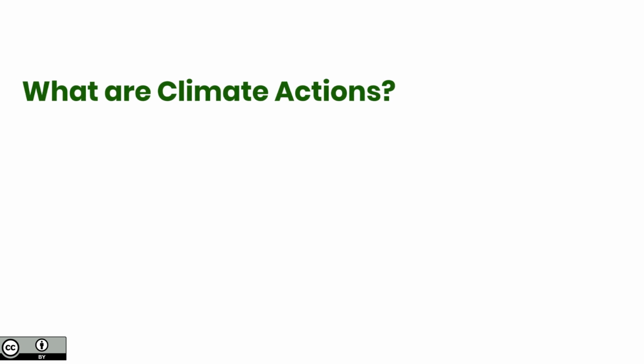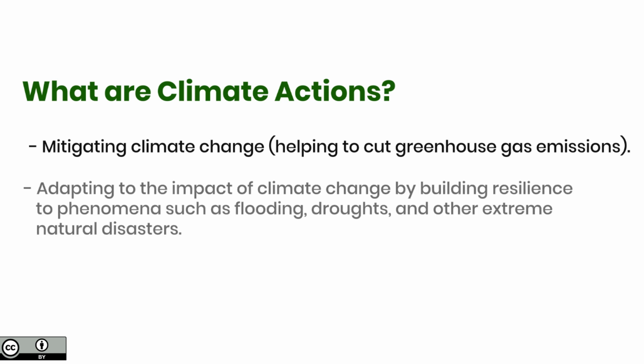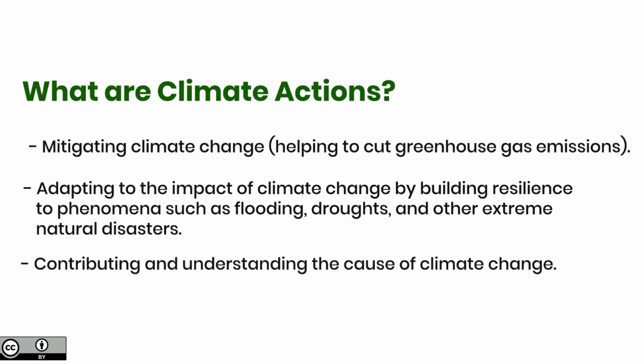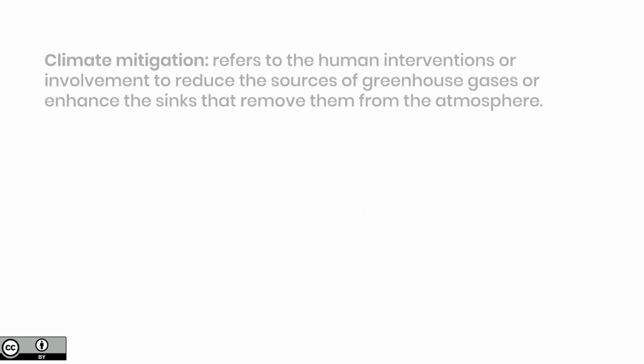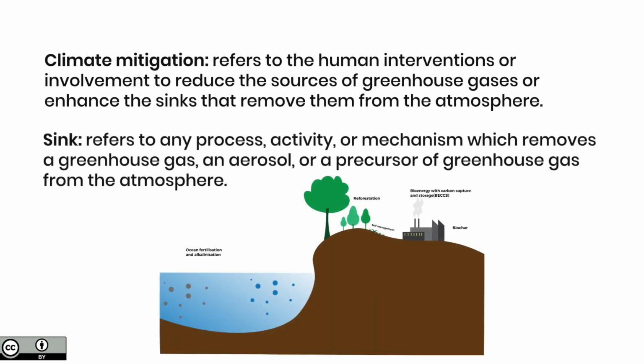Climate action means mitigating climate change, helping to cut greenhouse gas emissions. Adapting to the impact of climate change by building resilience to phenomena such as flooding, droughts, and other extreme natural disasters. Contributing to understanding the cause of climate change. Climate mitigation refers to the human interventions or involvement to reduce the sources of greenhouse gases or enhance the sinks that remove them from the atmosphere. Sink refers to any process, activity, or mechanism which removes a greenhouse gas, an aerosol, or a precursor of greenhouse gas from the atmosphere.